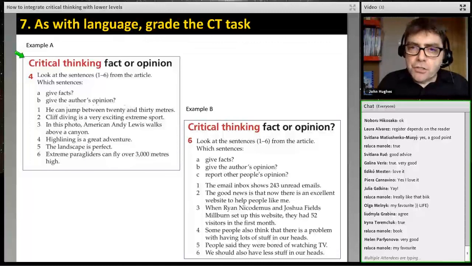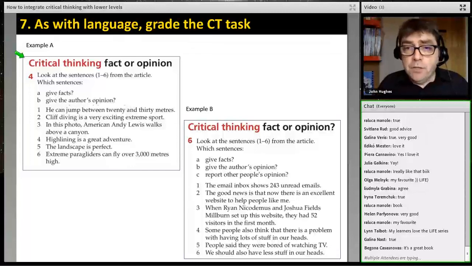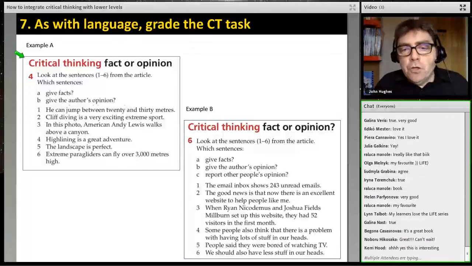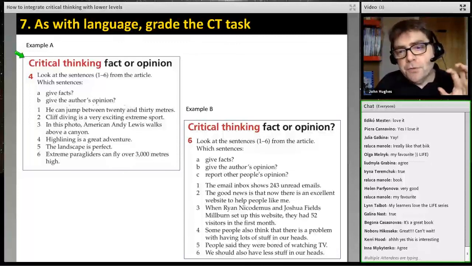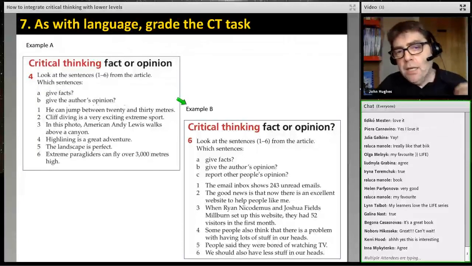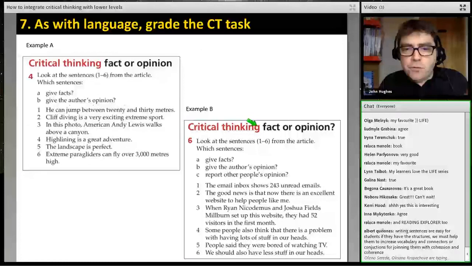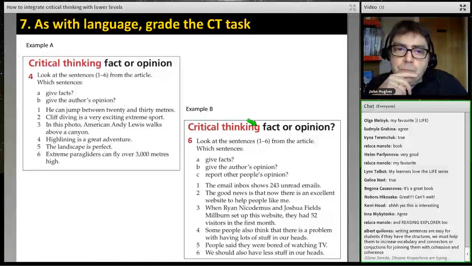With the 2nd edition, we've tried to be much more controlled about the critical thinking. We think that we've improved our critical thinking syllabus and that we've got a lot more in there for lower level learners, okay? Now, if you look at these two examples, I've taken these from 2 different levels of book. Example A, we're asking the students to look for fact opinion. Example B comes from a higher level book, but they're looking for fact opinion. Just look at the 2 exercises. What is the difference between the 2 exercises? Example B has something different about it.